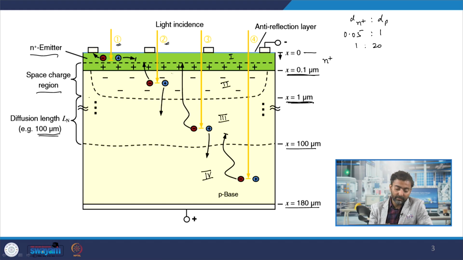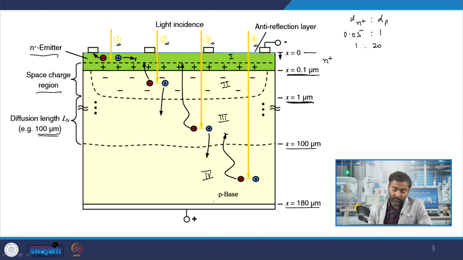Photon 2, which is penetrating the n plus emitter and getting absorbed in the space charge region. Photon 3, which is penetrating even further and it is getting absorbed between one diffusion length below the space charge region, and photon 4, which is going much deeper in the solar cell and it is getting absorbed only after one diffusion length below the space charge region.